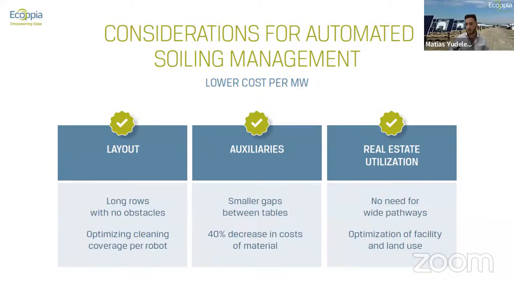And last but not least is the optimization of real estate utilization. The owner of the asset has limited space, and every square meter in this real estate matters. So when we optimize the site and decrease the paths and eliminate considerations that will require a lot of land, which is, for example, the manual solution using tractors, we can optimize the facility and land use for other purposes.